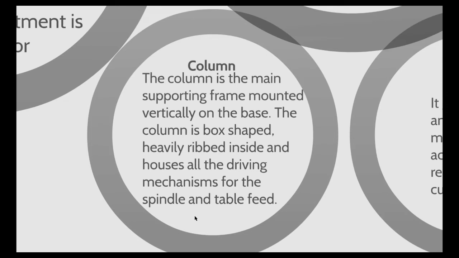Column. The column is the main supporting frame mounted vertically on the base. The column is box shaped, heavily ribbed inside and houses all the driving mechanism for the spindle and table feed. Column supports the knee, table and works as housing for all the other driving members. The column is a hollow member which contains driving gears and sometimes motor of the spindle and the table.